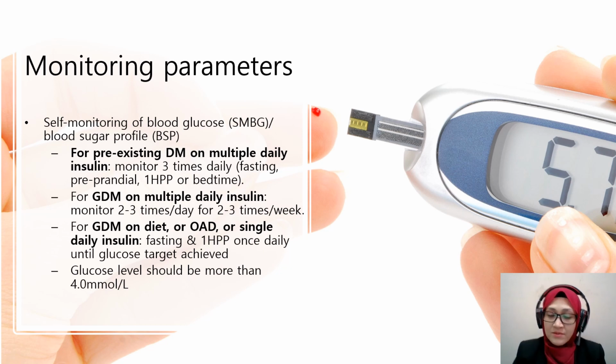So for pregnant women, before they go to the follow-up at the clinic, the doctor will review their SMBG profile or BSP, and they need to take it on any days before their follow-up at the clinic. So they come to the clinic with the results that they already did a few days before. So the doctor will review, and then the doctor will decide what the next plan is. The glucose level should be more than 4 millimole per liter because we want to avoid any risk of hypoglycemia. Okay, so it needs to be more than 4.